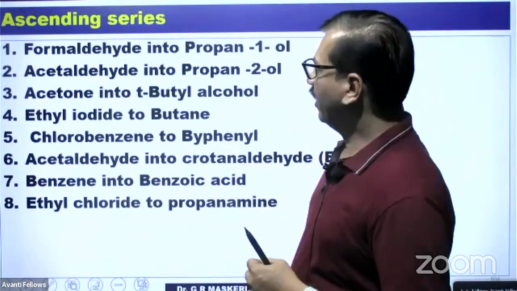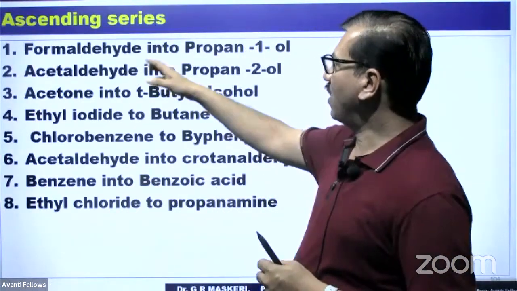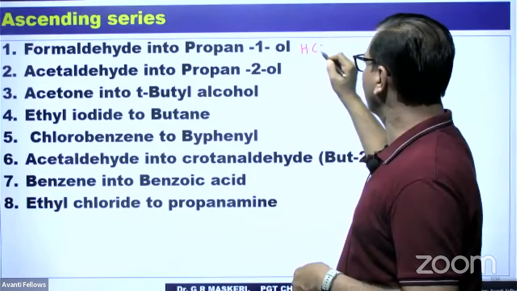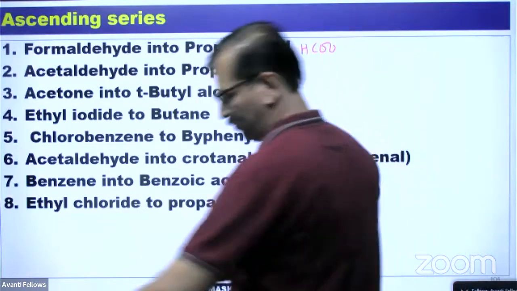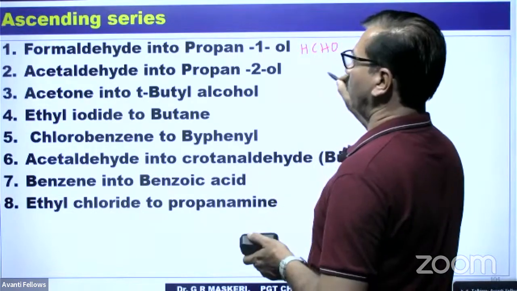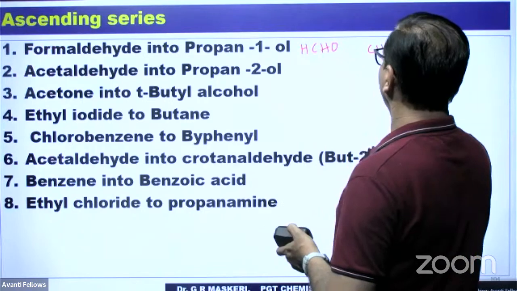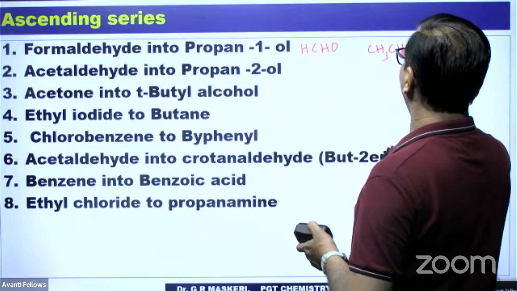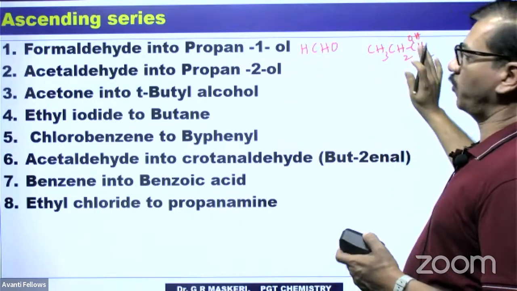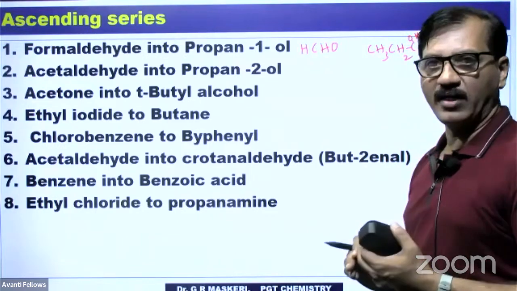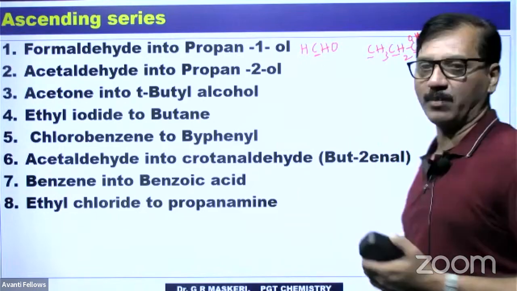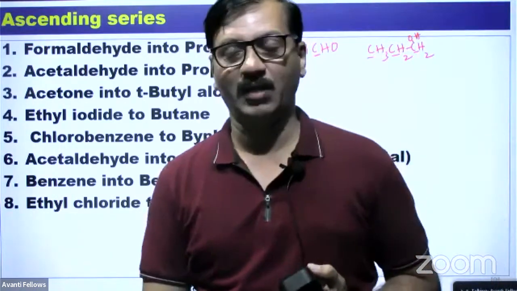Now, in ascending of series, formaldehyde to propane 1-ol. Formaldehyde, sorry, it's HCHO, an aldehyde. HCHO to propane 1-ol. This is propane 1-ol. Formaldehyde to propane 1-ol is ascending of series because we go from one carbon atom to 3 carbon atoms. We have to add another 2 carbon atoms.